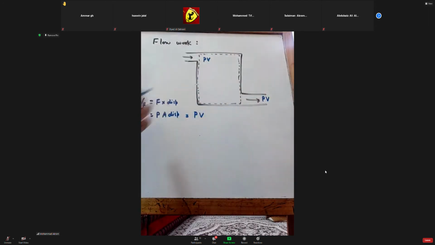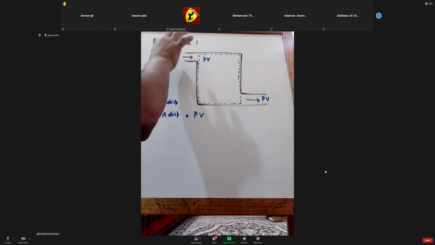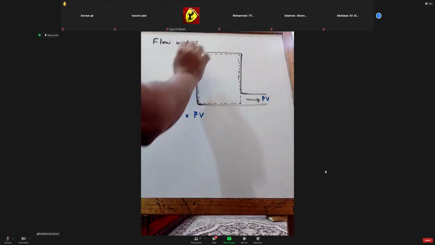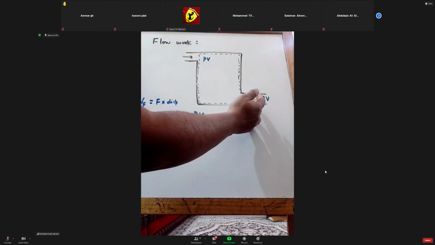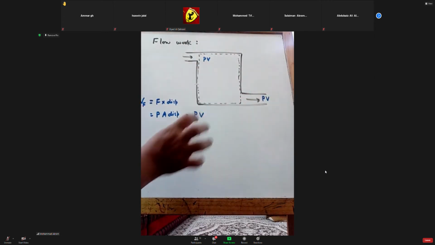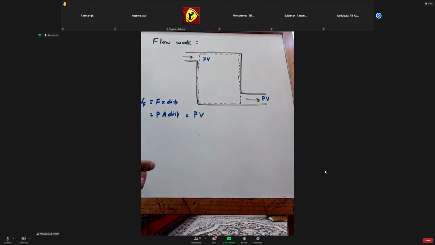Here, if mass is coming at say high pressure, then high flow work. If it is going out at low pressure, that means low work is done. So PV is called the flow work.